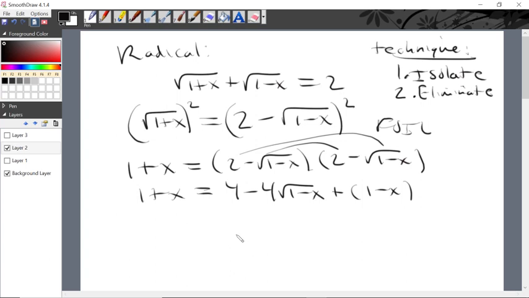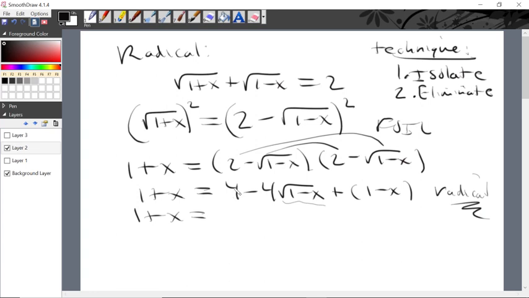What kind of an equation do we have now? This side looks linear, but we still have a radical in there. So the equation is still radical. What technique can we apply? We can try it again. Isolate the radical, eliminate the radical again. So let's get it isolated. How can we isolate? Let's start moving the terms to the other side of the equation.